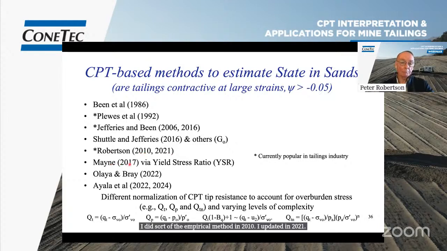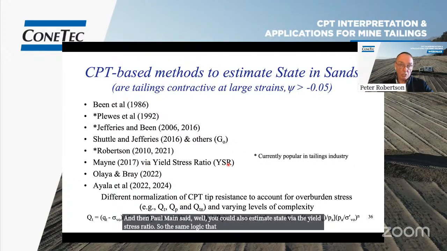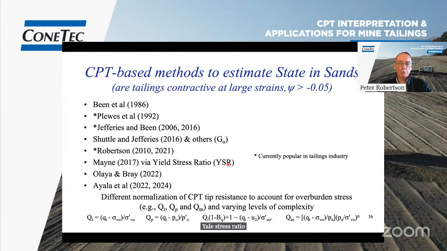And then Paul Mayne said, well, you could also estimate state via the yield stress ratio. So the same logic that yield stress ratio can be linked to state parameter with some assumptions. And so he said you could also get state parameter using his method to get the yield stress ratio. And then Olea and Bray sort of empirically updated my method.